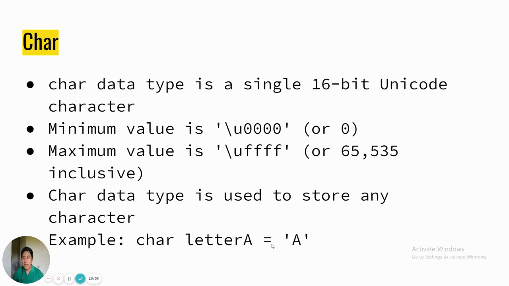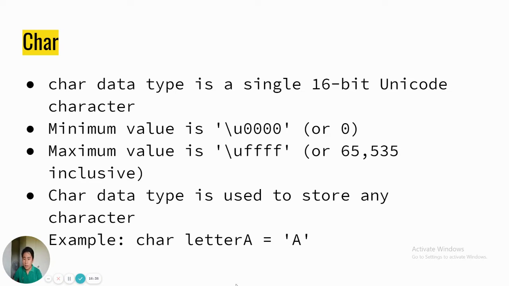And then next guys is char. Char short for character, okay? Char or char, okay? So char data type is a single 16-bit Unicode character. Meaning here, guys, character is just one character, okay? For example, A, B, C, D, F, G, right? So you have to choose only one of those letters.